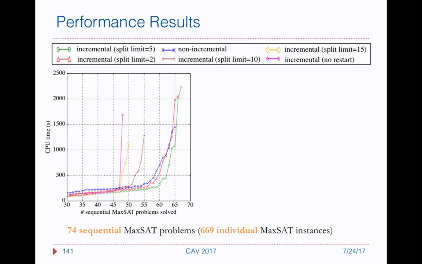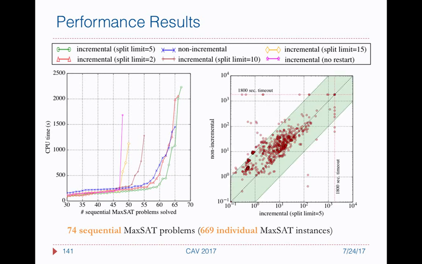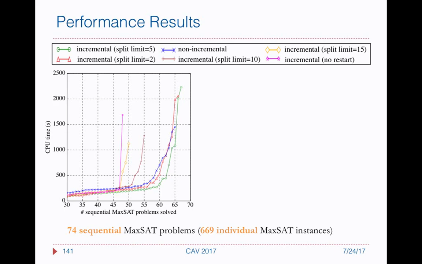The fully non-incremental approach is reasonable, okay? But the best approach is the one where we are in between these two extremes with occasional restarts, where the split limit is 5. So if you use too low a split limit, it's not good, and if you use too high a split limit, it's not good either. So we arrived at 5 by experimentation, okay? Now, while this might not look as impressive, we are only solving a few more sequential MaxSat instances over here.